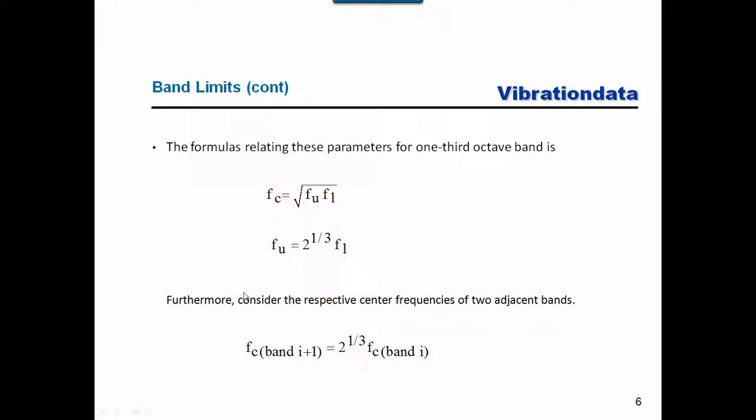Now, let's also take a look at what the respective center frequencies of 2 adjacent bands are. If we take the band center frequency of band I, multiply by 2 to the power 1/3, then that will equal the center frequency of the next band to the right. So this is band I plus 1.